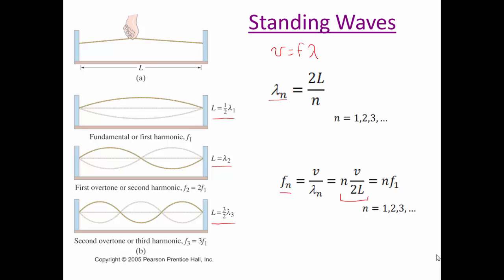So really what this tells us is that the frequency of each harmonic is equal to the harmonic number times the fundamental frequency. So if, for example, the fundamental frequency was, say, 100 hertz, and we wanted to find the frequency of the fourth harmonic, that would simply be 400 hertz, because it would be 4 times 100.